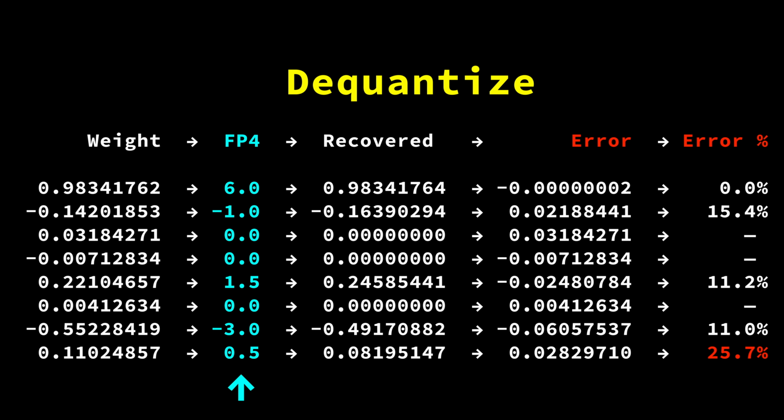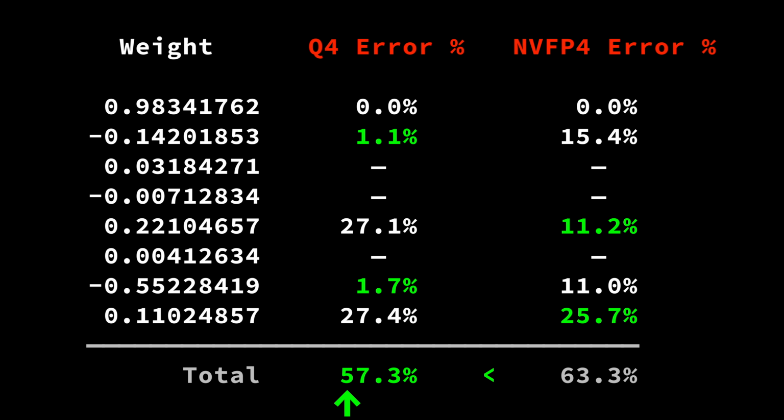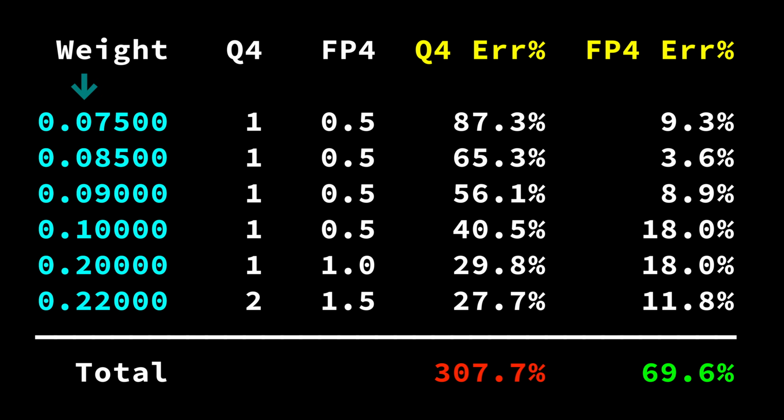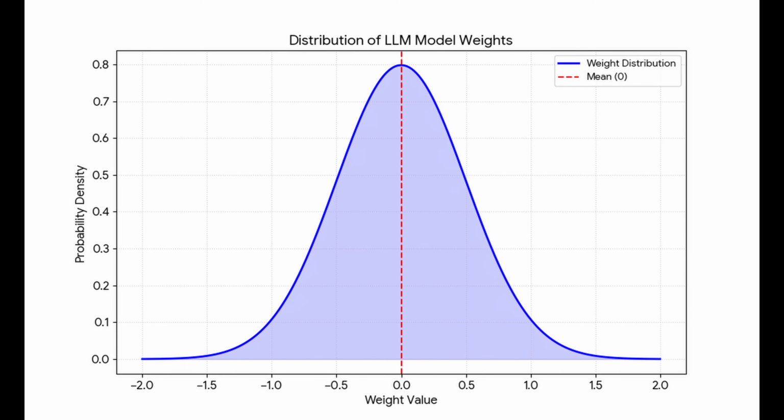And this is how FP4 quantized values look. Pause here if you want to drill down. In this specific tiny example, Q4 actually outperforms NVFP4. But let's add more numbers to this batch. As you can see, when weights cluster in that small but not yet zero range, FP4 wins. And in practice, most model weights are clustered near zero. This is the bell curve of model weights. And NVFP4 may have some advantage here.